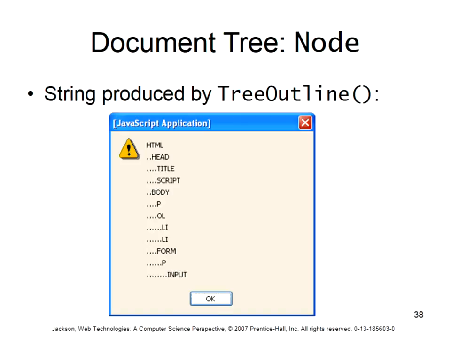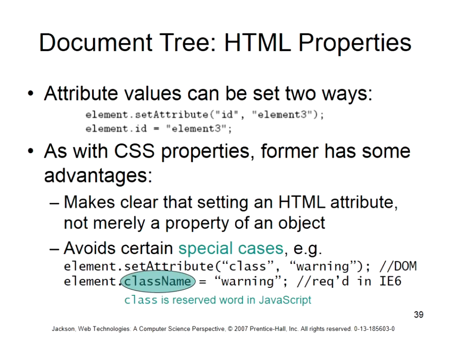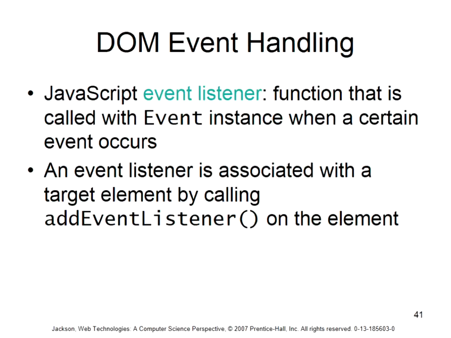So there are many methods for nodes, and I can modify the tree of an HTML document using these nodes. I can, for example, modify an attribute. I will write element.setAttribute id, etc., or element.id equal. I can also modify the class: element.setAttribute class, or element.className equal, and I modify the class of this element, etc.